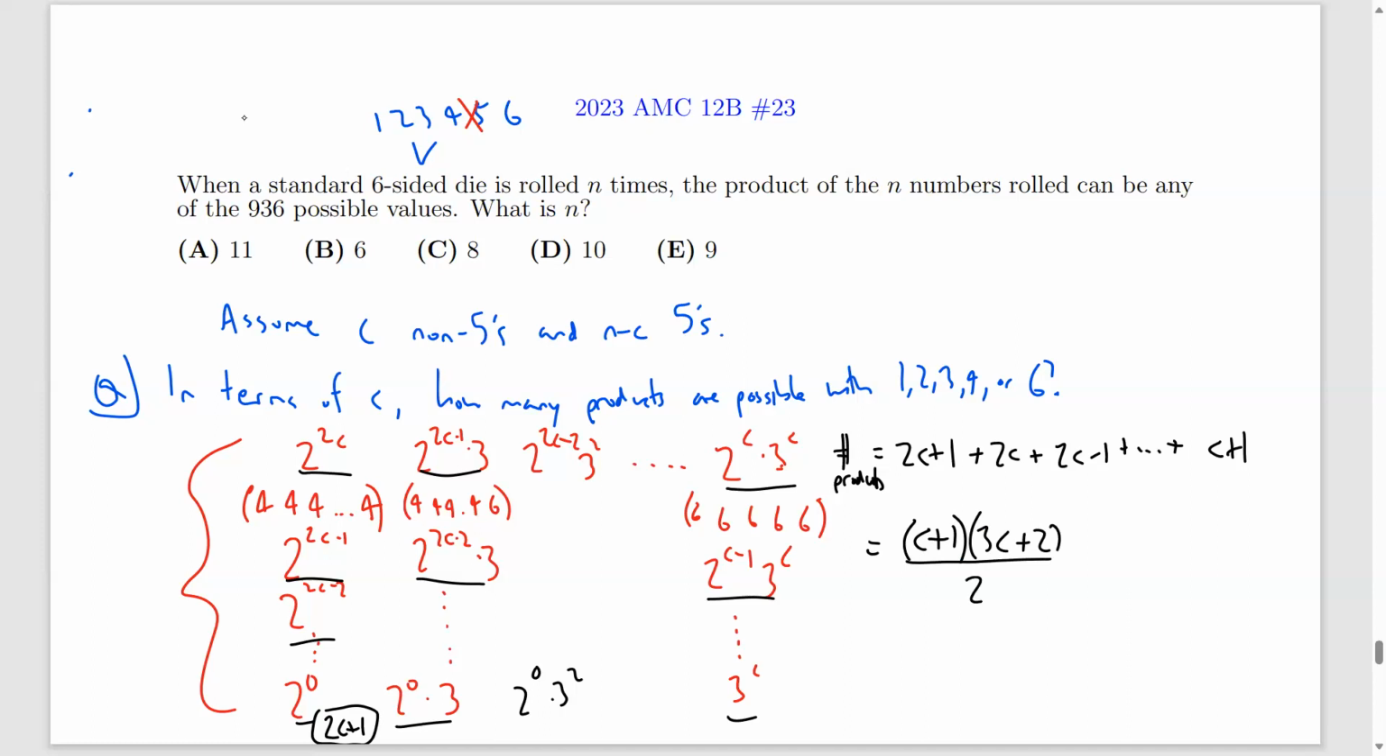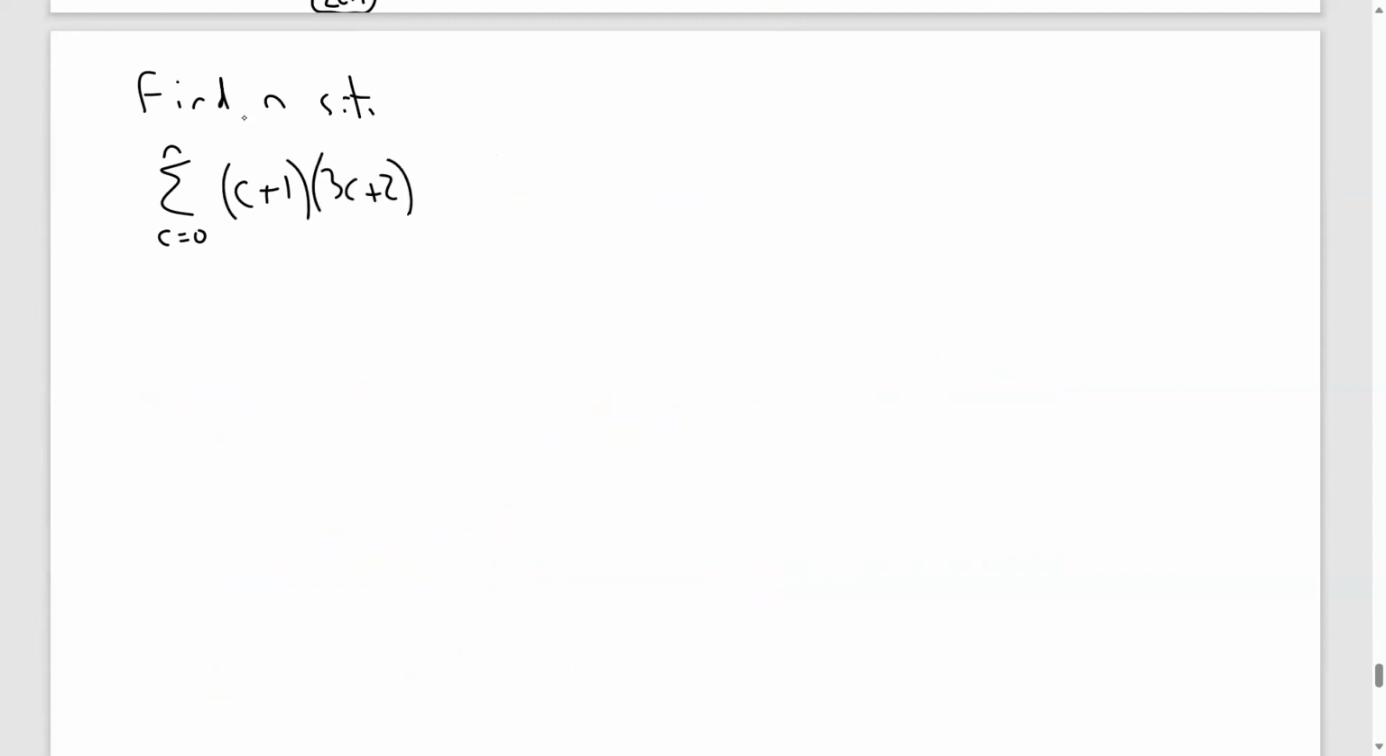And so the sum from C equals 0 to n of this expression gives us the total number of products. We want to find n such that this sum is equal to 936. If I multiply both sides by 2 to get rid of the fractions, we need to find n such that the sum from C equals 0 to n of (C plus 1)(3C plus 2) equals 1872.